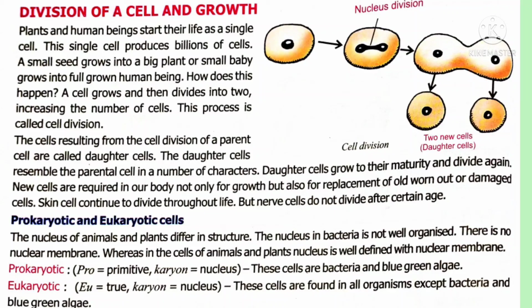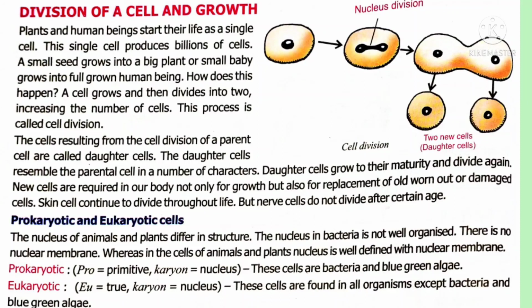We human beings develop from a single cell, that is the zygote. It undergoes division and forms a complete organism. You look at us, such living organisms are made up of billions, trillions of cells. These trillions of cells develop from one single zygote. So a single cell produces billions of cells. This process of division of one cell into two, into more, is called cell division.